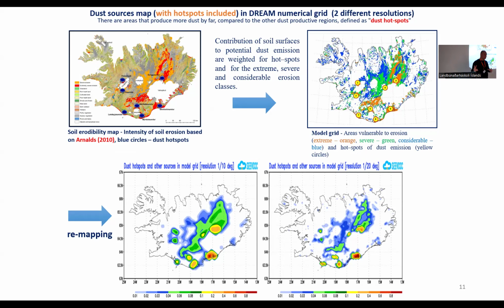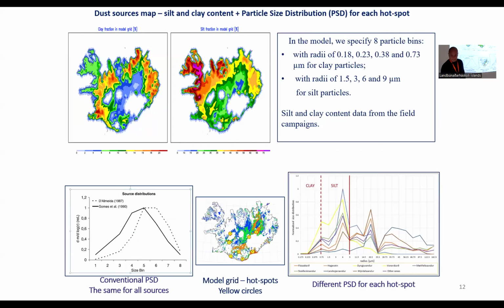After remapping in the model, here you can see how the dust source map is represented in two different resolutions, coarser and finer. We can clearly see a better representation of the fine hotspots as you go to the finer resolution.